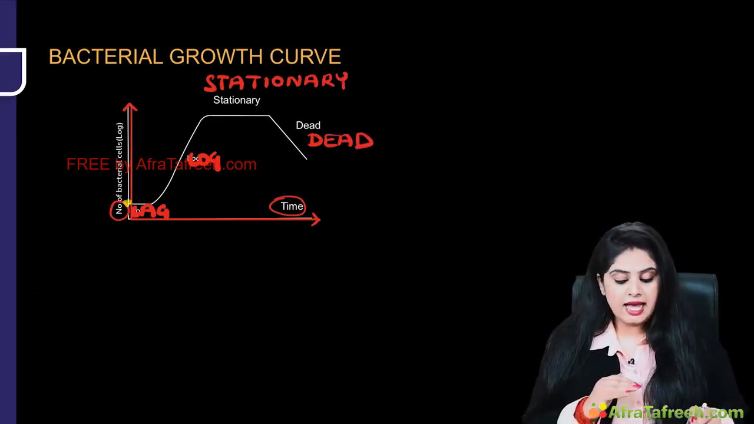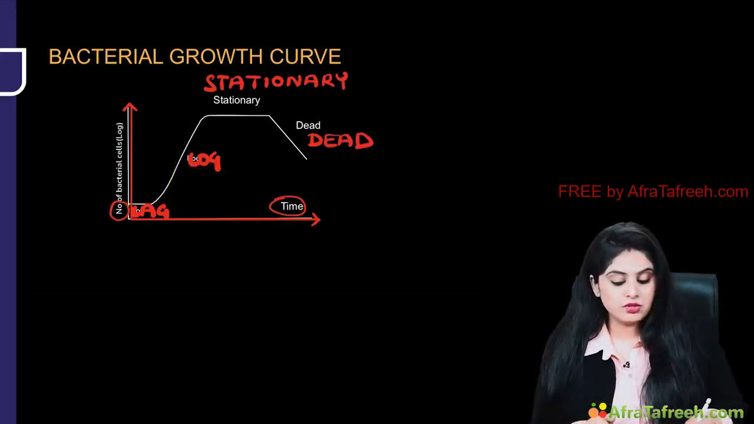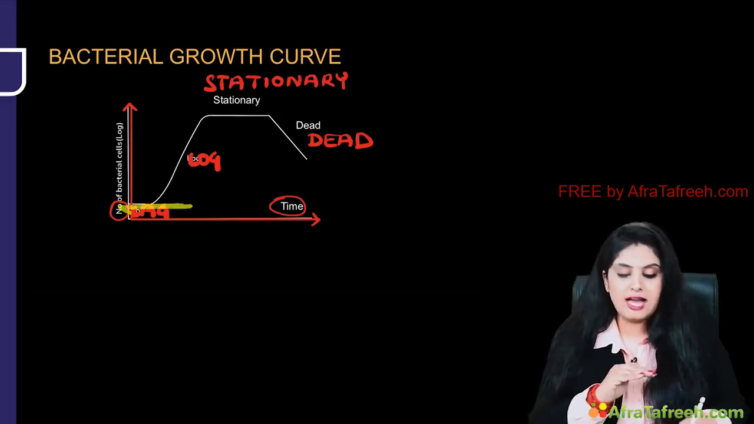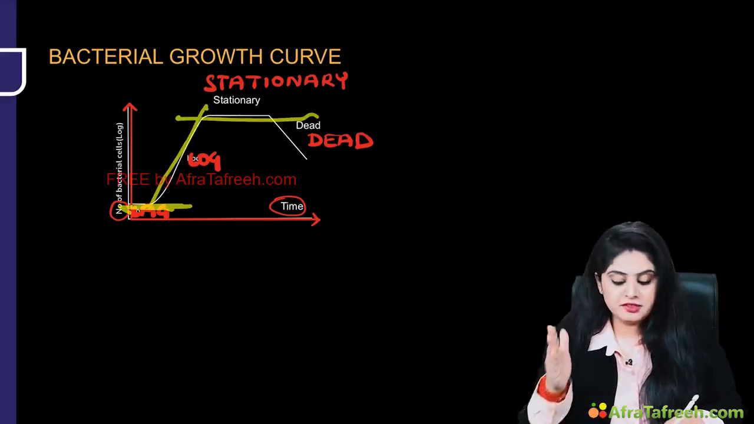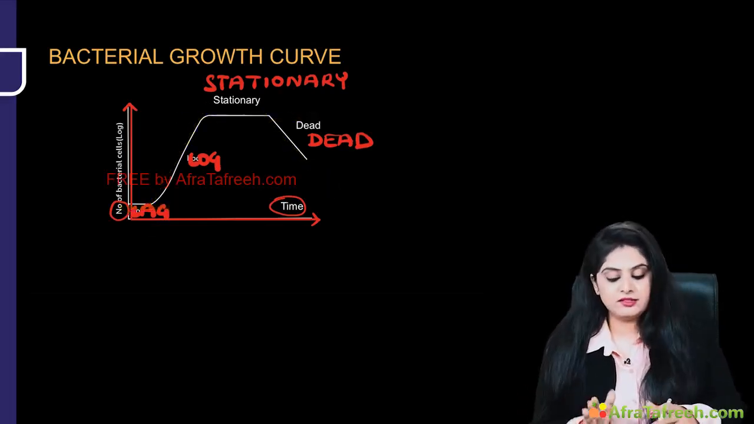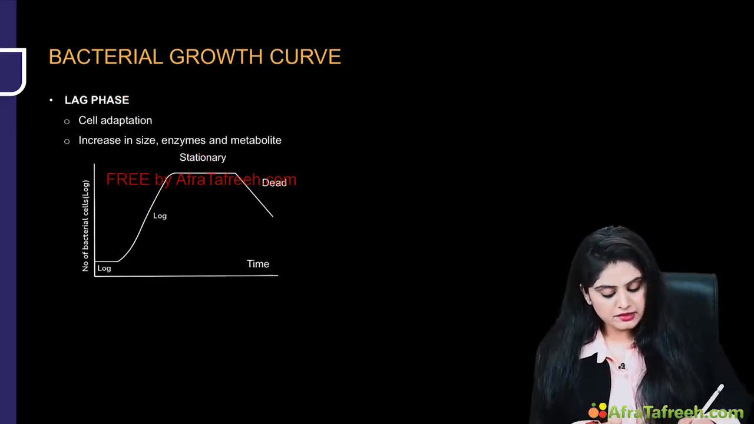So first, I know students have confusion between lag and log. Go alphabetically: A comes first, O comes later. So first there is a lag phase, then a log phase, then a stationary phase, and then a dead phase. So let's start with the very first phase.